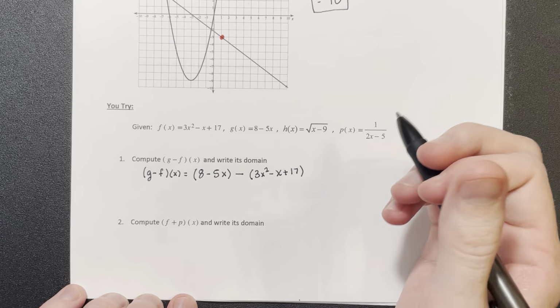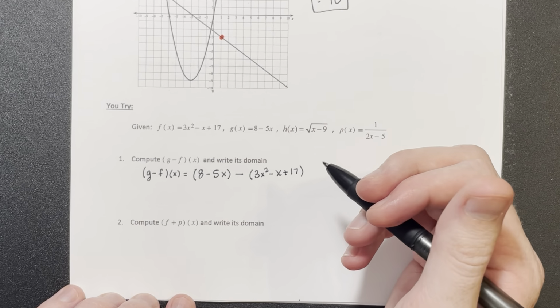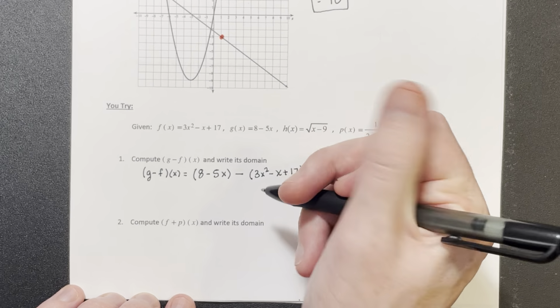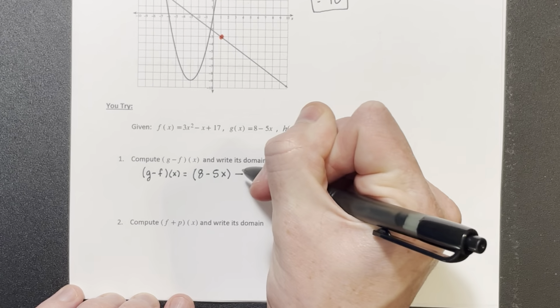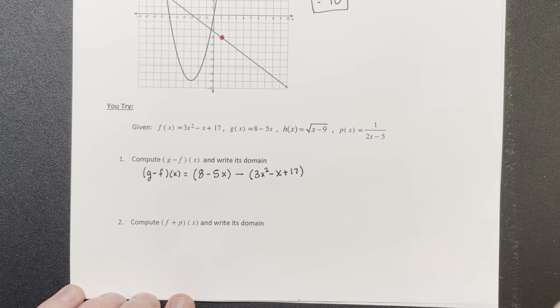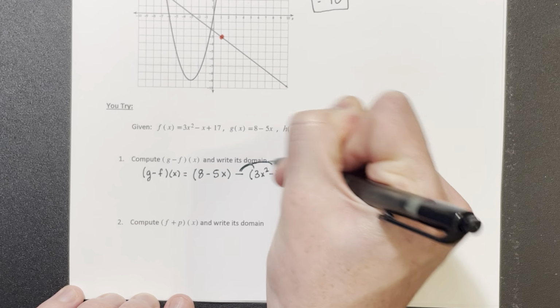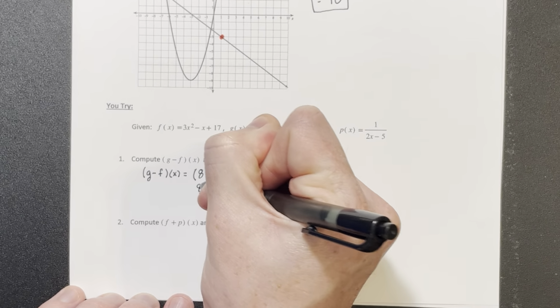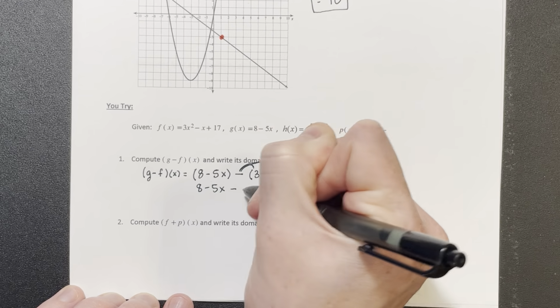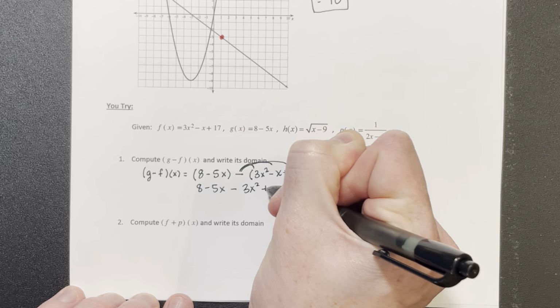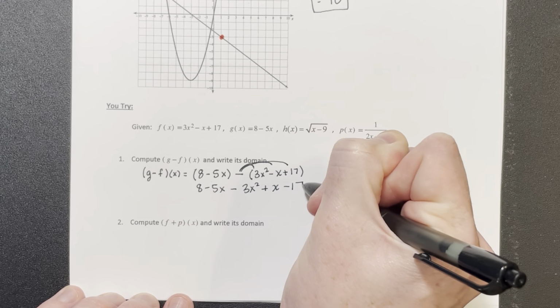So if you've already tried these, you can check them, just kind of skip around to the questions that you need. But for this first one, we're subtracting, and I have g of x minus f, and I'm subtracting every single piece of f. So that leaves me with 8 minus 5x minus 3x squared, but now a plus x, and then minus 17.